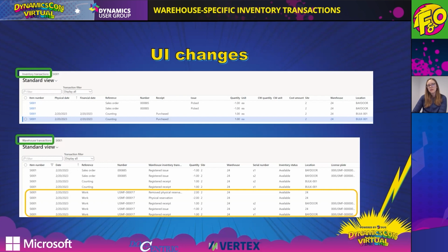So how are the changes visible in the UI? Actually, there are not that many changes. The first one that comes to mind is the inventory transactions form. This form will no longer show work-related inventory transactions. So to see them, we would need to access a new form, warehouse transactions. It's the one below on the screen. And this form will show all transactions that are important for warehouse processing. So this will include inventory transactions, as before, and also the new ones, the work-specific transactions. Here they are marked by the orange rectangle.